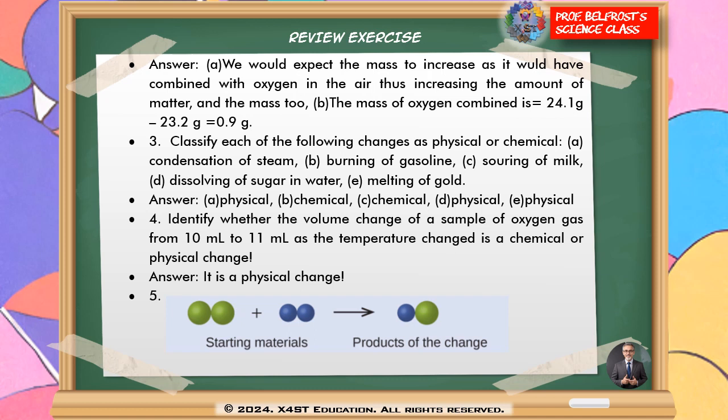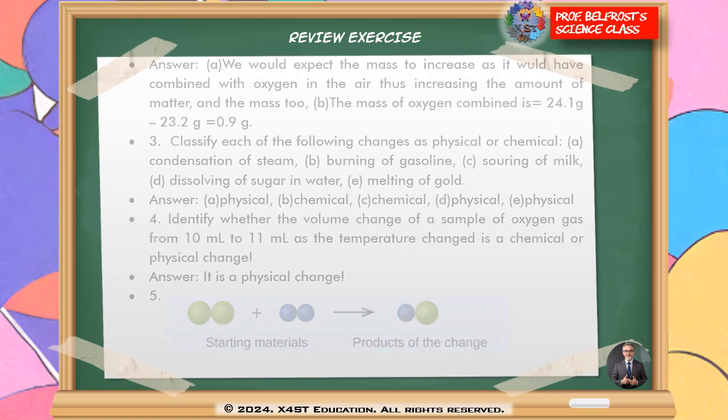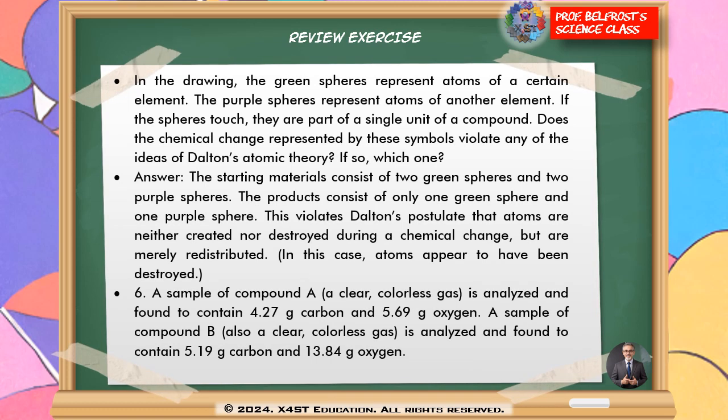Number five: please pay attention to the figure shown in the slide. In the drawing, the green spheres represent atoms of a certain element, and the purple spheres represent atoms of another element. If the spheres touch, they are part of a single unit of compound. Does the chemical change represented by these symbols violate any of the ideas of Dalton's atomic theory? If so, which one? So here's the solution.